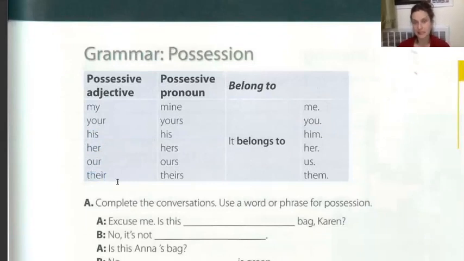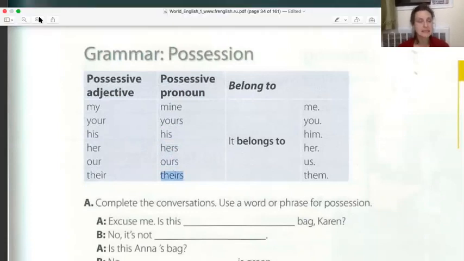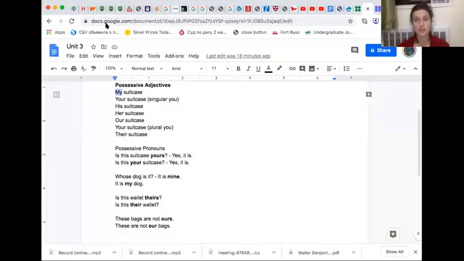So this is easy. But we also have possessive pronouns, which are a little bit different. You can see here, mine, yours, his, hers, ours, theirs. Let's see how they're used and why in some cases we use possessive adjectives and in other cases possessive pronouns.